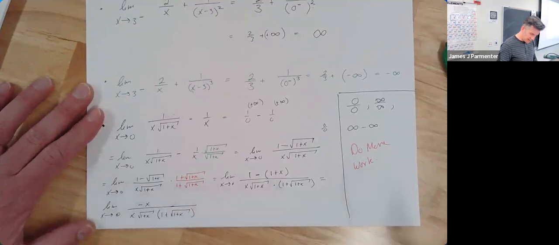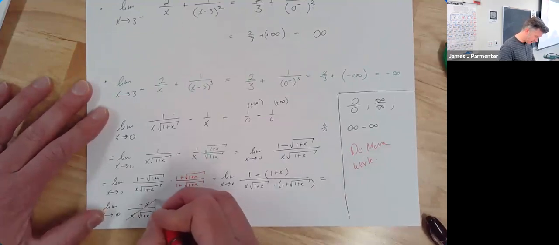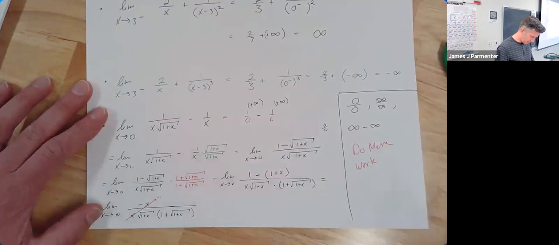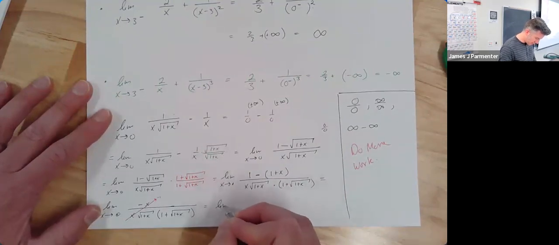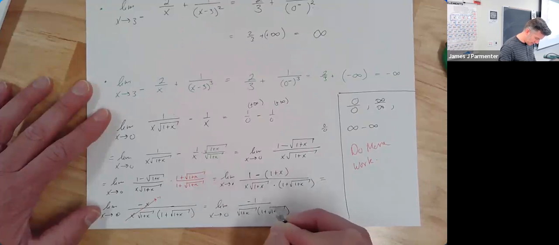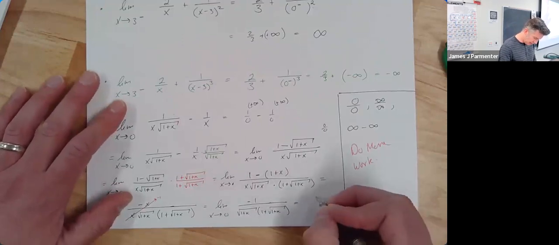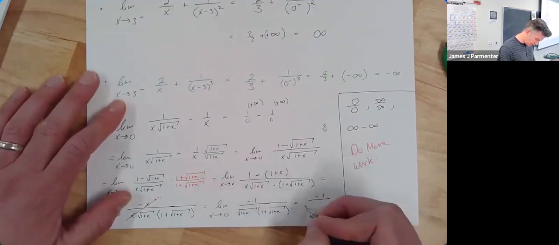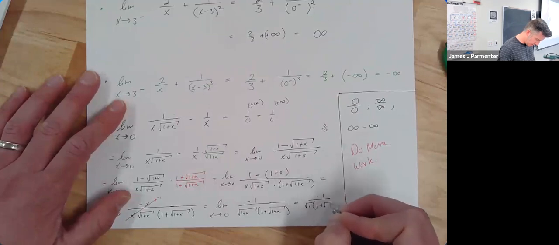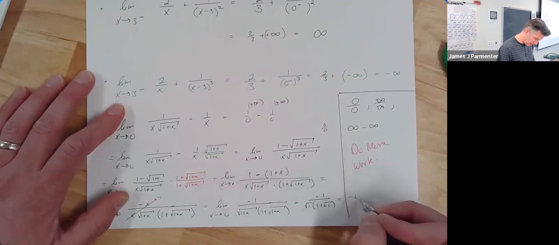And finally, I can cancel the x on top and the x on the bottom and leave myself with a negative 1 on top. So I'm going to have now the limit as x approaches 0, negative 1 over the square root of 1 plus x times 1 plus the square root of 1 plus x. And now that I've finally canceled the thing that was giving me a problem, I can plug in 0 and get negative 1 over the square root of 1 times 1 plus the square root of 1, which is really negative 1 over 1 times 2, or negative 1.